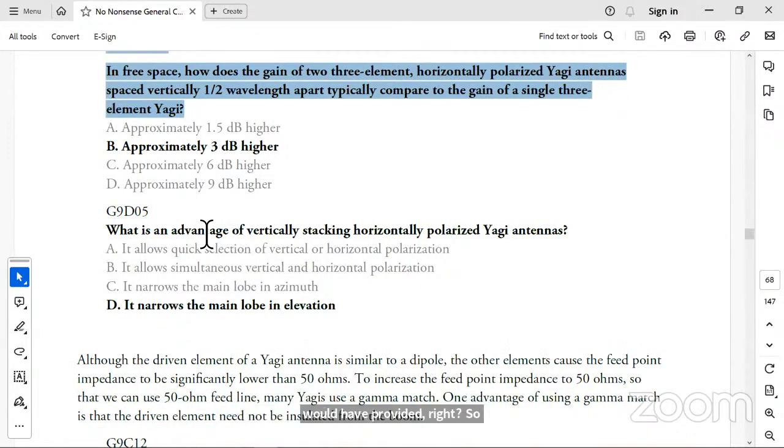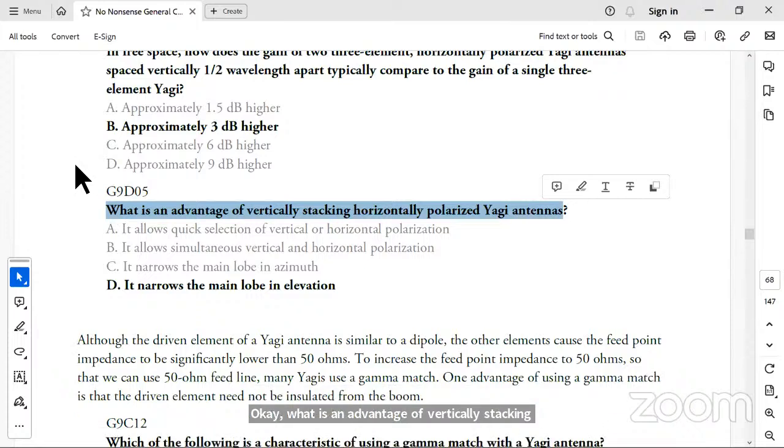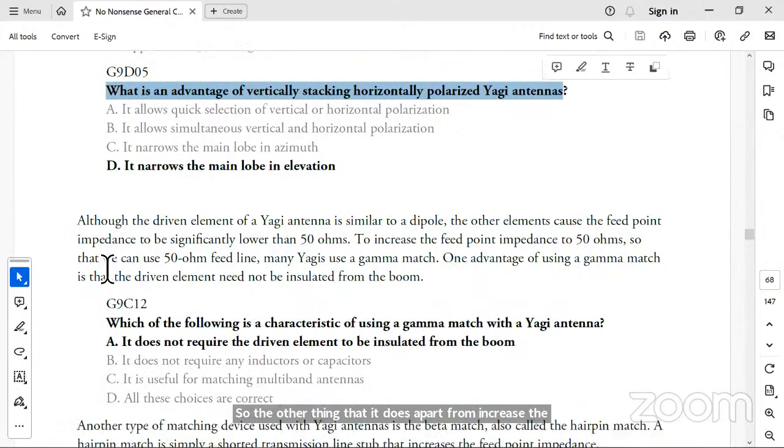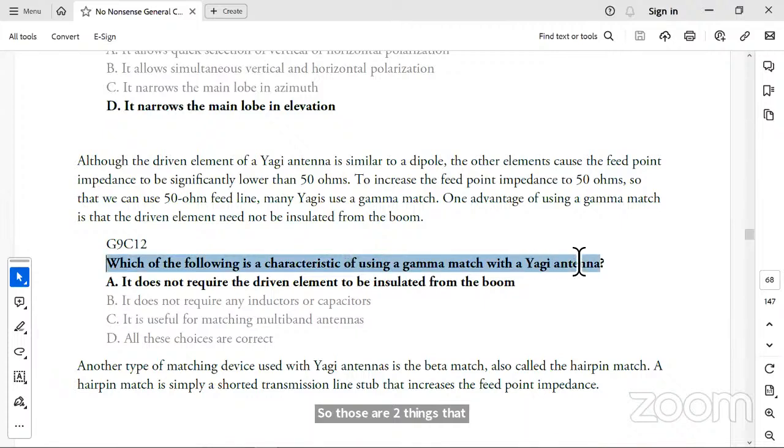So stacking of Yagis. Okay, what is an advantage of vertically stacking horizontally polarized Yagi antennas? So the other thing that it does, apart from increase the gain, is that it narrows the main lobe in elevation, right? So those are two things that happen when we stack Yagi antennas. And yes, that's a thing, right?